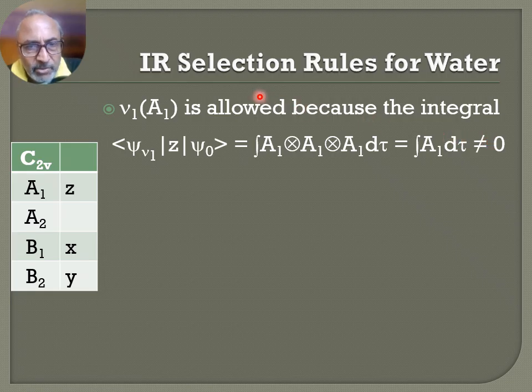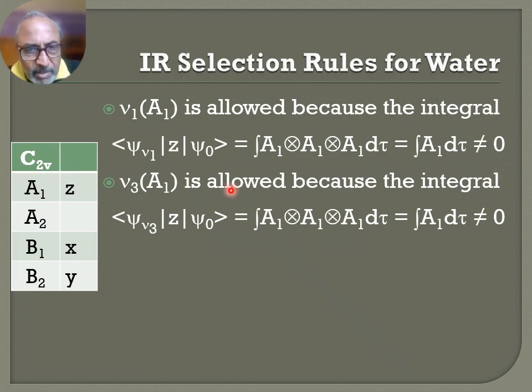ν1, which is the symmetric stretch belonging to A1, is allowed because the integral bra ψν1 z ψ0 ket is equal to the integral of the direct product of A1 times z, which is also A1, times ψ0, which is also A1, dτ, which is equal to the integral A1 dτ, which is not equal to 0. Likewise, ν3, which is the bend belonging to A1, is also allowed because the integral bra ψν3 z ψ0 ket is equal to the integral of the direct product of A1 times z, which is also A1, times ψ0, which is also A1, dτ, which is equal to the integral A1 dτ, which is not equal to 0.